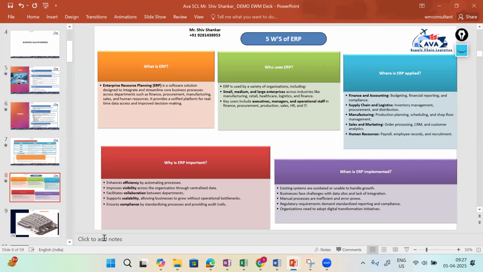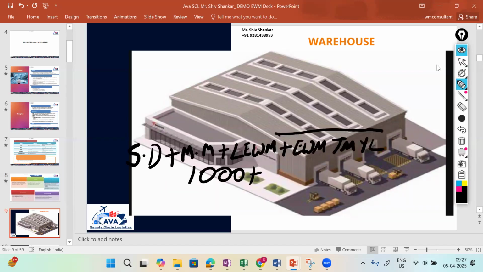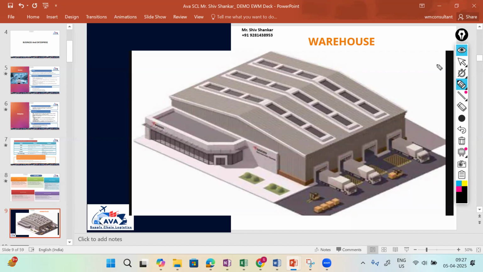Now, as we have seen the 5 Ws of the ERP, let us talk about how the warehouse looks, and typically how the warehouse looks. This is typically a warehouse. In a typical warehouse, you see these are nothing but doors. Each warehouse will have doors. This is door 1, door 2, door 3, and door 4.